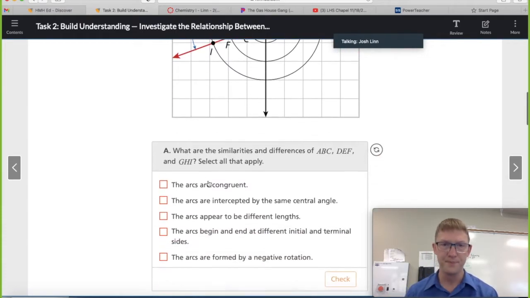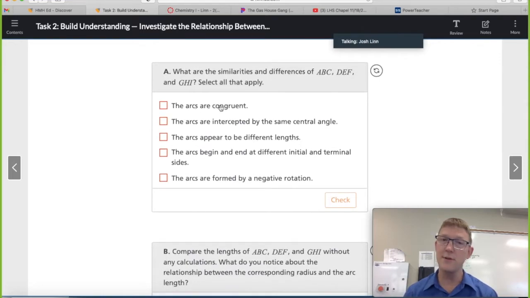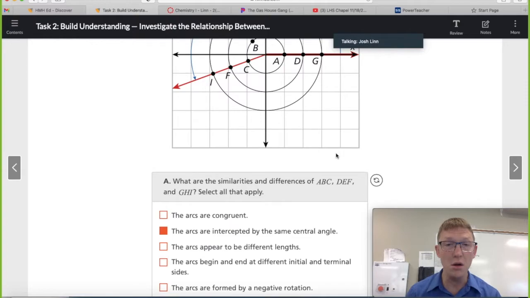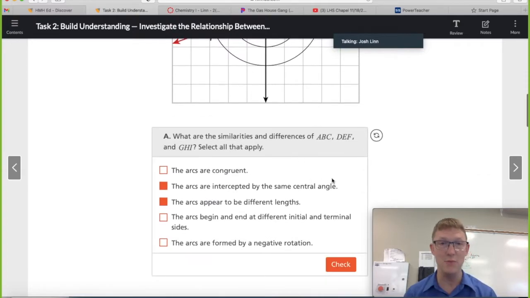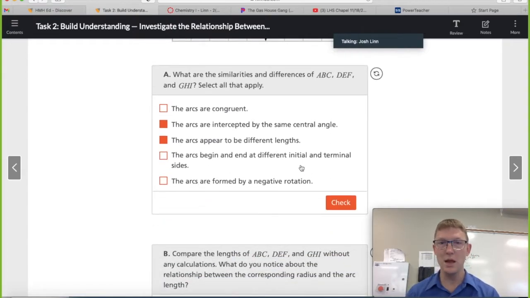Select all that apply. The arcs are definitely not congruent. Remember, congruent is same size, same shape. The arcs are intercepted by the same central angle. Okay, I'll say that's true. The arcs appear to be different lengths. Yeah, I think that's a fair statement. The arcs begin and end at different initial and terminal sides. That's false. Arcs are formed by negative rotation, not this time.